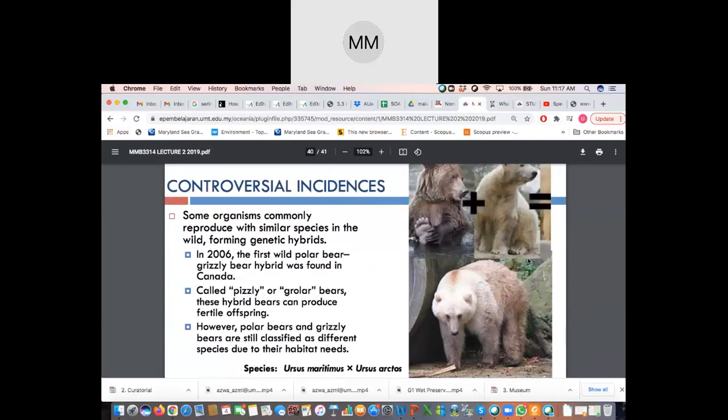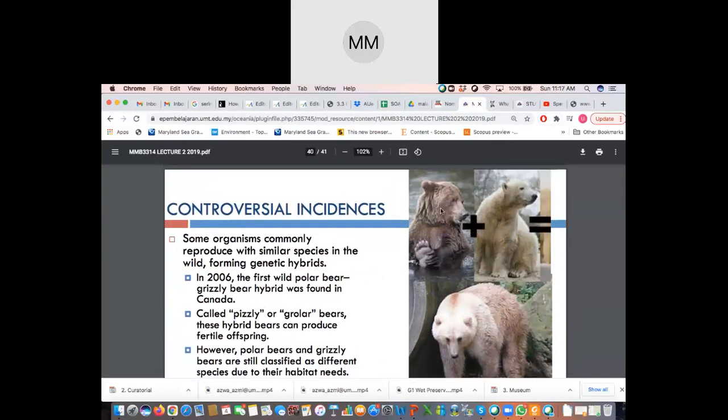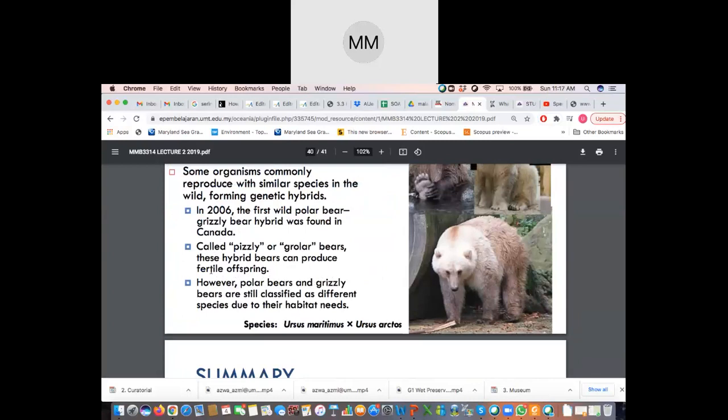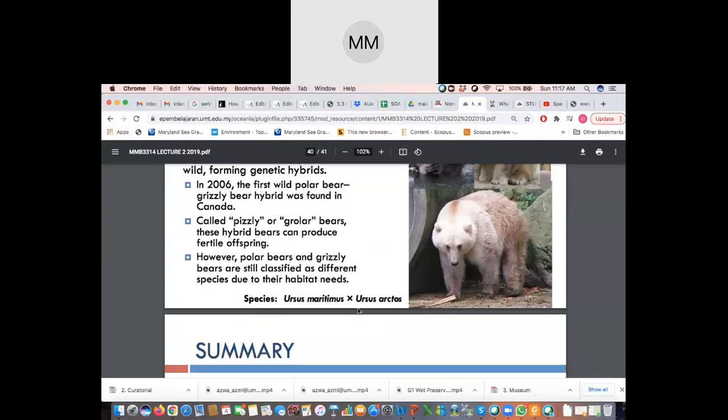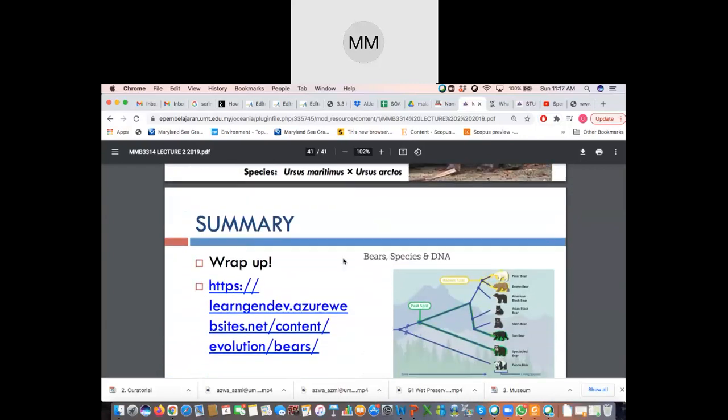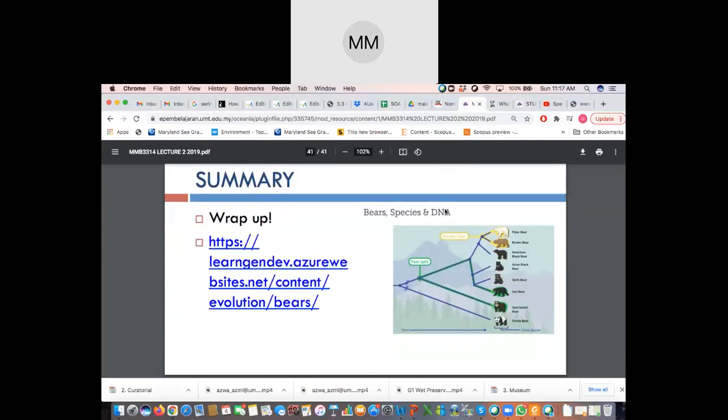So by saying that it's a fertile offspring, hey, it shouldn't even be a hybrid. It should actually be considered the same species, isn't it? However, polar bears and grizzly bears are still classified as different species due to their habitat needs. And there's a few others. If you want to know more about why, again, this is in relation to how long the evolutionary line is, so much so that they can still, okay, I would really recommend you to watch this video. But you notice how this one is two of the most closely related descendants in comparison to all of the others.